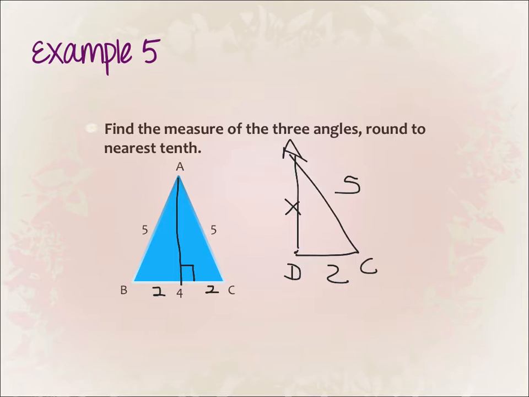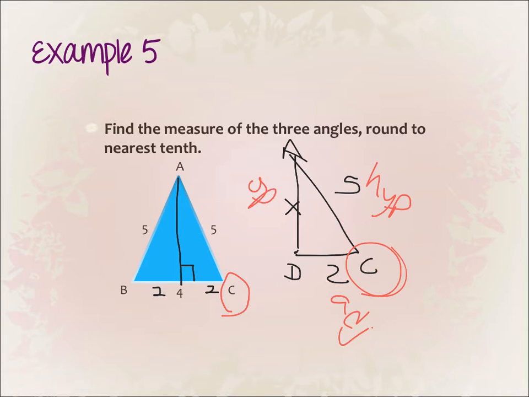what trig function could we use? First, let's find which angle you want to find. Let's find C first. So we're going to find this guy over here in the corner. What sides do I have? Let's label the picture. What's the 5? Hypotenuse. What's the 2, in relation to C? Adjacent. And then this one's going to be my opposite.